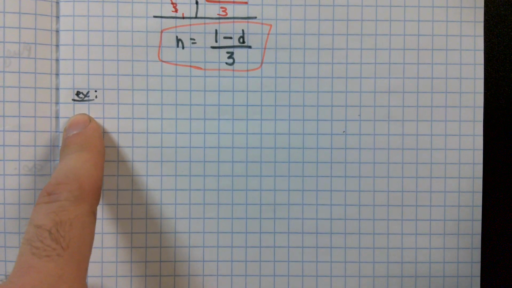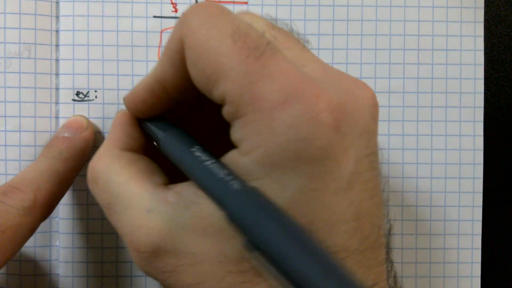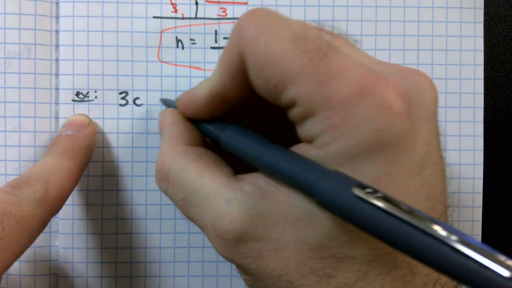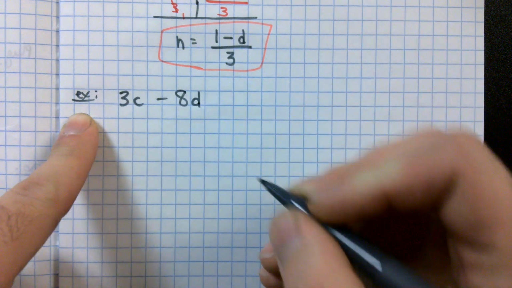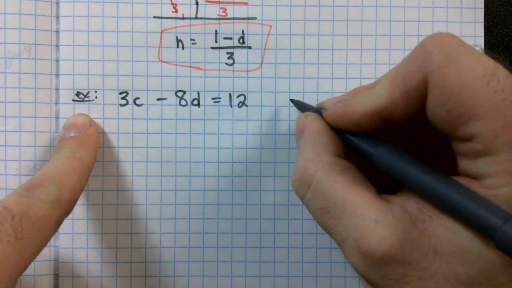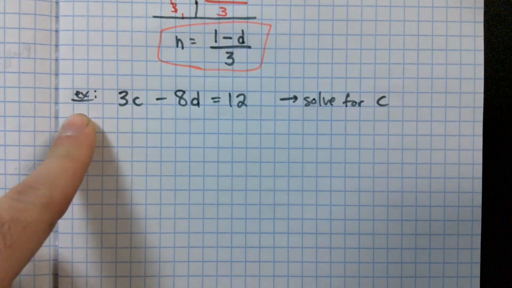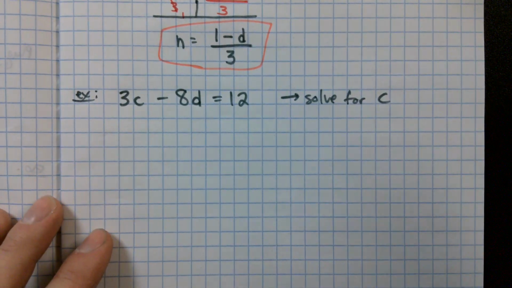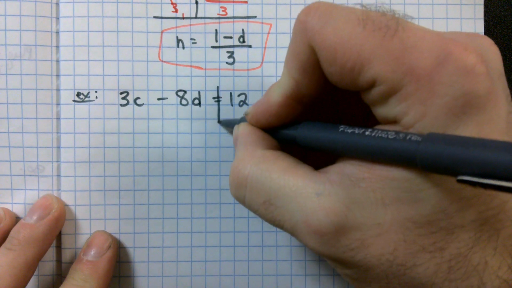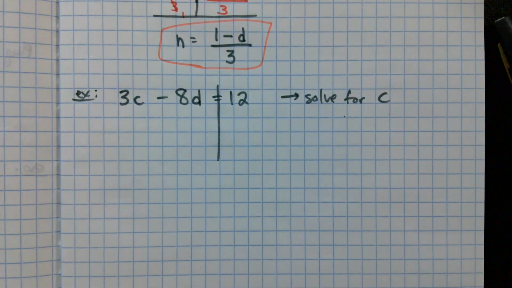Let's see what we can do with this next one. Okay, this one's gonna be good. Let's say we got 3c minus 8d equals 12. And we're gonna solve for c this time. Yikes. Can anyone help me out with what I would do first here if I want to get c all by itself? Anthony, what do we want to do first? Subtract both sides by 3c.